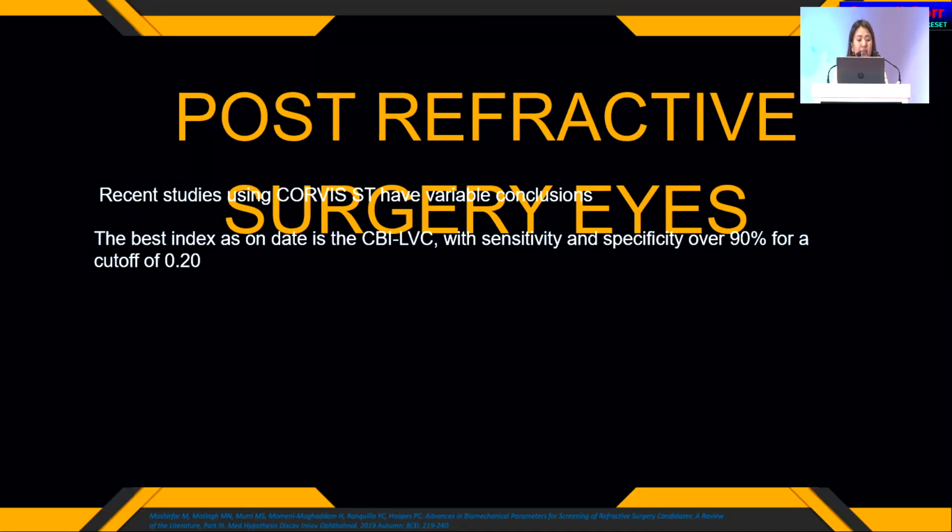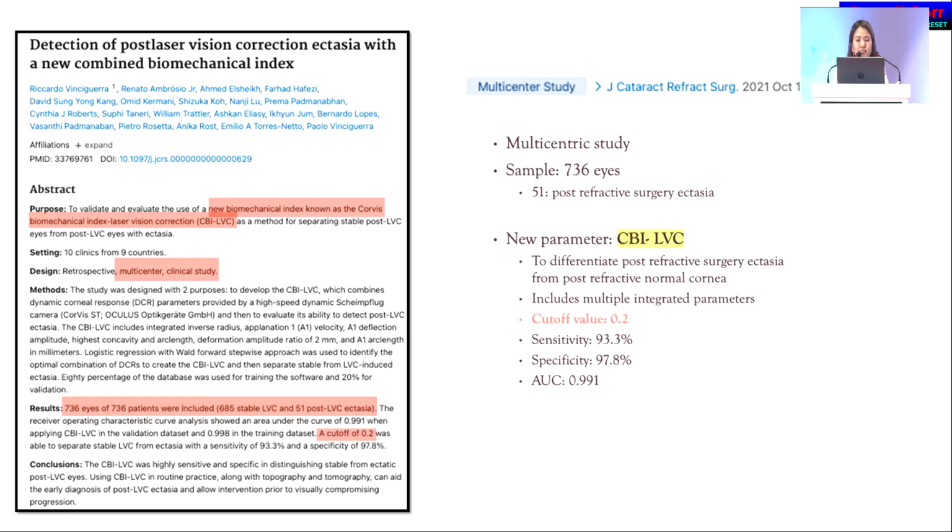So again, they have come up with another index called CBI laser vision correction. This is a multicentric study which came up with this parameter of corneal biomechanical index laser vision correction, which is known to have very good sensitivity of more than 90% and specificity of more than 97%. They say the cutoff value of 0.2 of CBI-LVC should be considered in patients of post refractive surgery ectasia.